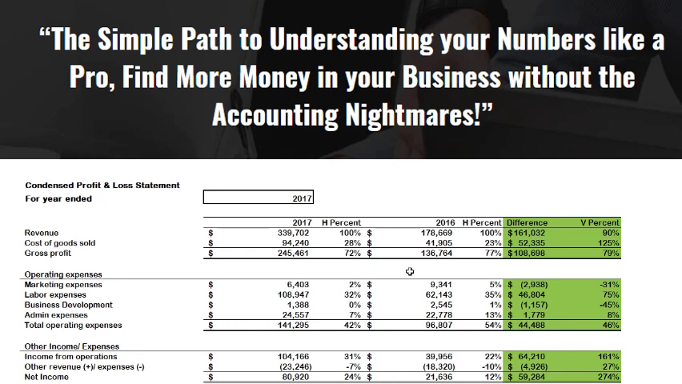Why am I spending 32% of my income on labor? Why am I spending 7% of my income on admin? Is there anything I can cut out? Can I increase my marketing expenses and increase my revenue? That's in the budgeting module. But for now, we'll just look at what you've done so far and tell you what it means in future videos.